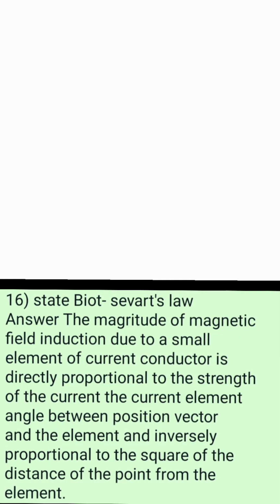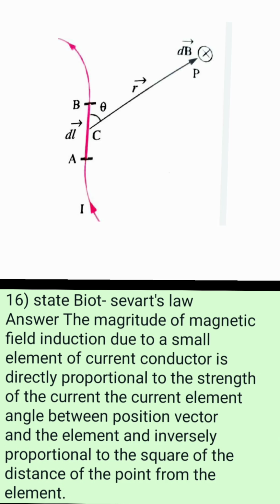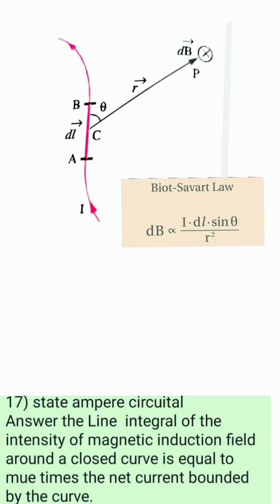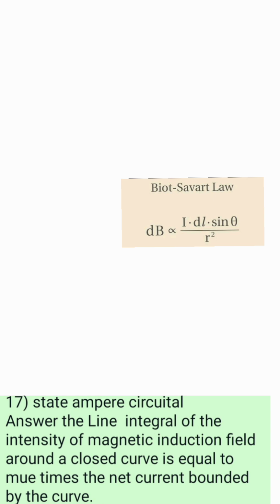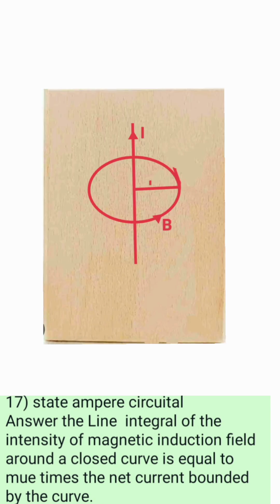Answer: the magnitude of magnetic field induction due to a small element of current conductor is directly proportional to the strength of the current element and the angle between the position vector and the element, and inversely proportional to the square of the distance of the point from the element. 17. State Ampere's circuital law. Answer: the line integral of the intensity of magnetic induction field around a closed curve is equal to mu naught times the net current bounded by the curve.